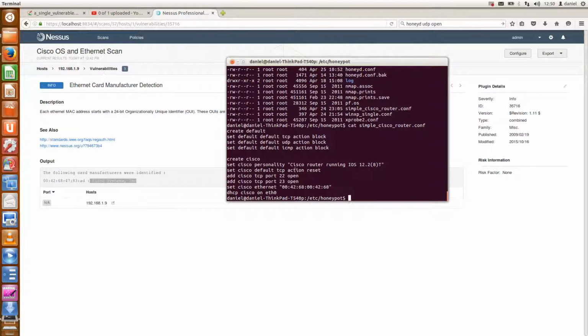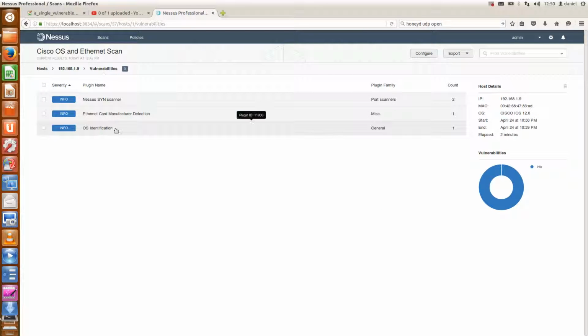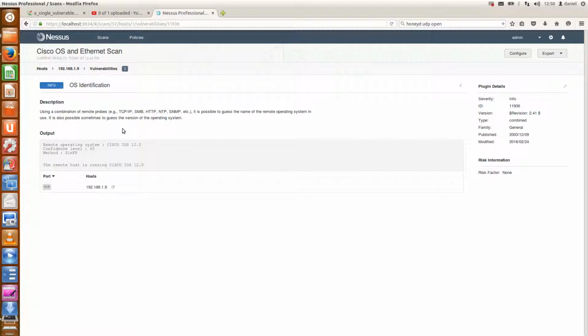The last check, obviously, based on the operating system, I need to know that my personality is being reflected 100%. So the next check I had to do was OS identification. And the good news is that Nessus picked this up as iOS 12.0. It does have a confidence level of 65, which is not too high, but I'm happy about the result. I'm happy to see that Tenable picked it up as a Cisco iOS, and the method it used was SinFP. Just note that Nessus does use different types of checks to determine this.